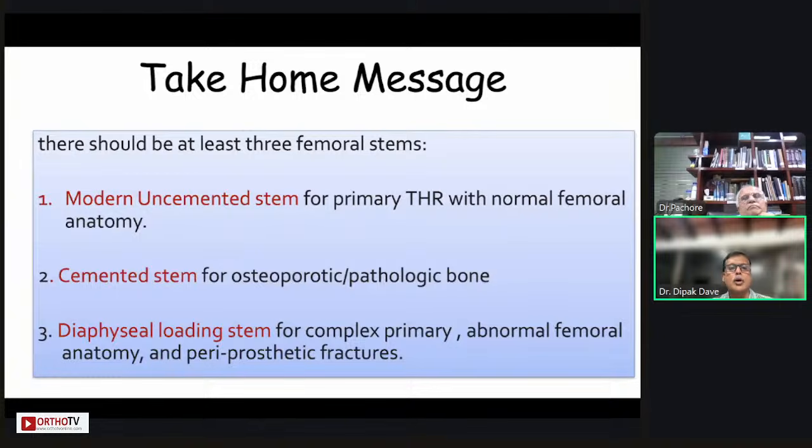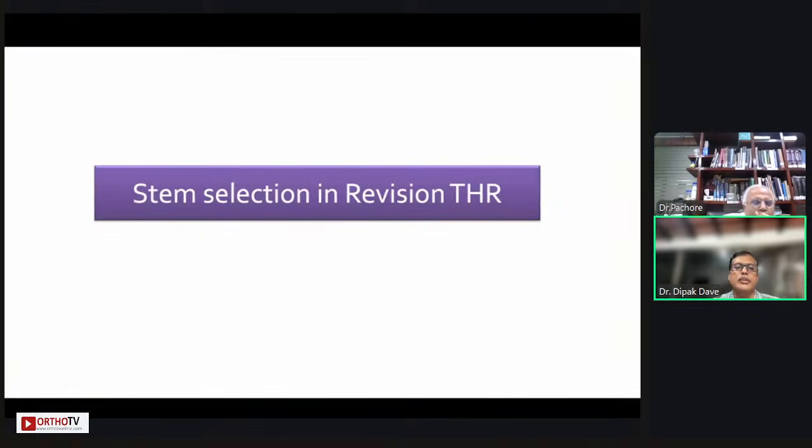So the take home message: a modern uncemented stem for primary THR with normal femoral anatomy. A cemented stem always as a backup for osteoporotic and pathological bone. A distal loading stem for complex primary or abnormal anatomy or a periprosthetic fracture. Stem selection in revision THR.